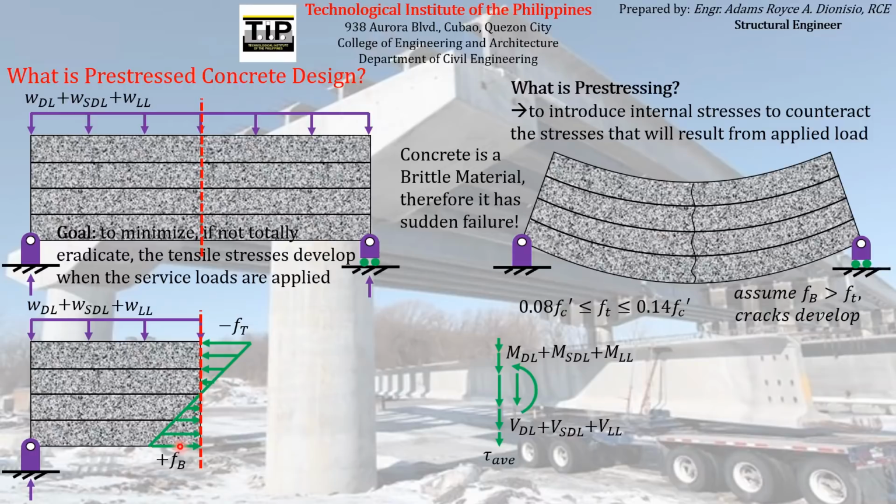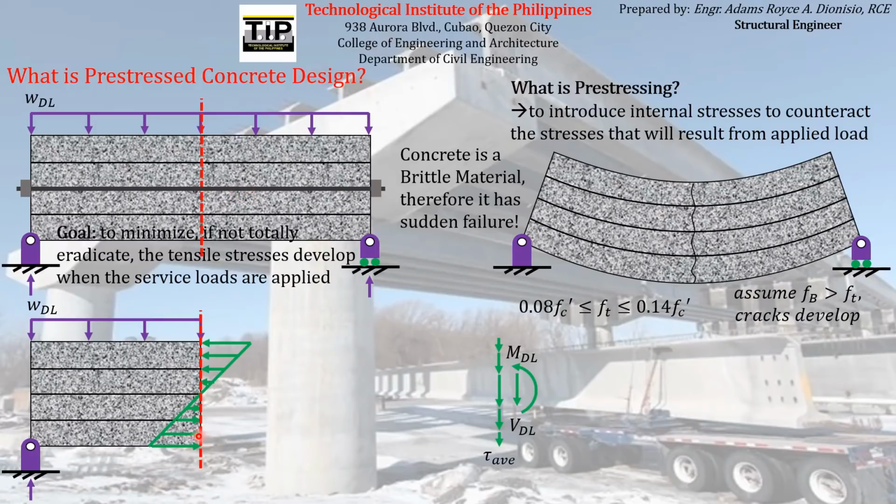So how can we minimize this tensile stress acting on the concrete beam? How can we minimize that? If we cannot totally eradicate that, how can we minimize that? So that is one way to eradicate that or minimize that tensile stress, is to put a pre-stressing reinforcement. Take note of the word pre-stressing reinforcement. It's not steel reinforcement, just like in reinforced concrete design. It is what we call pre-stressing reinforcement. So later on, you will know more about this pre-stressing reinforcement.